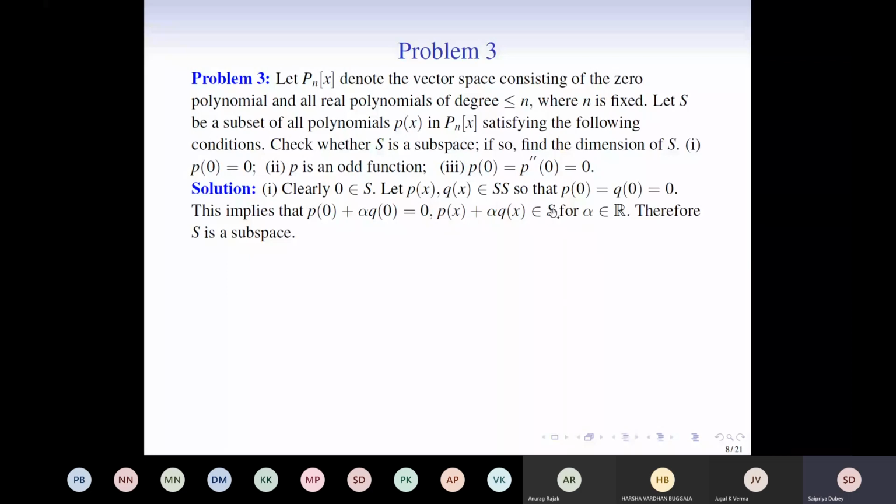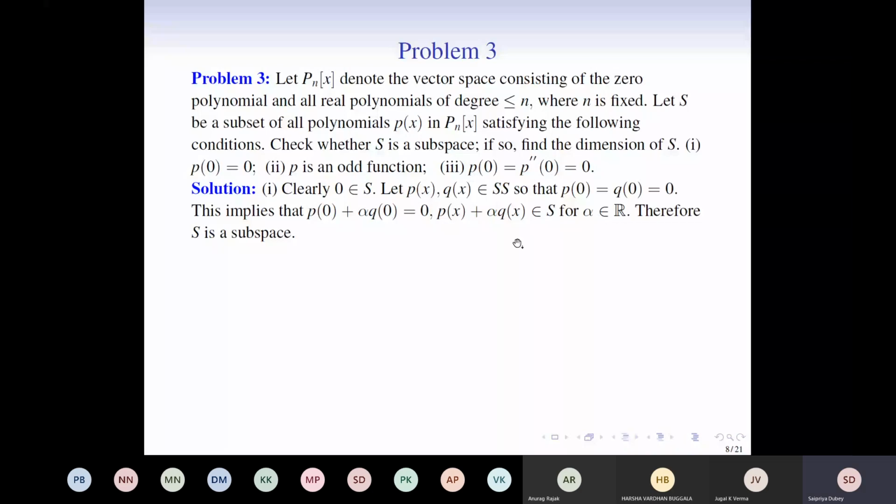Why does this belong to S? Because we replace x with 0, and I should get the value of this polynomial. The evaluation of this polynomial at 0 should be equal to 0, and that I'm getting because p(0) is 0 and q(0) is 0. Therefore, I've shown that 0 belongs to S. A linear combination of any two vectors is in S. Therefore, S is a subspace.